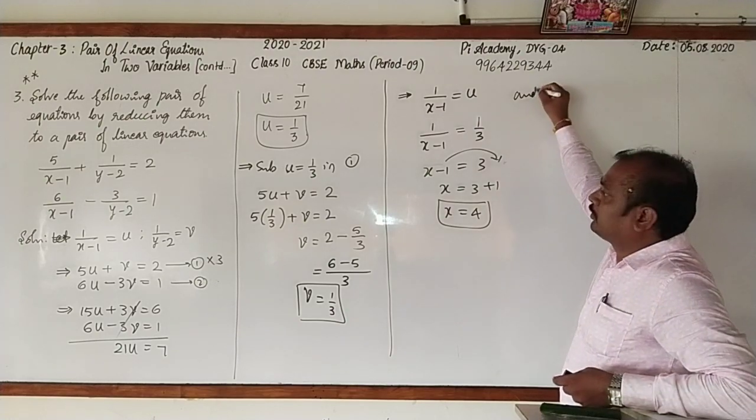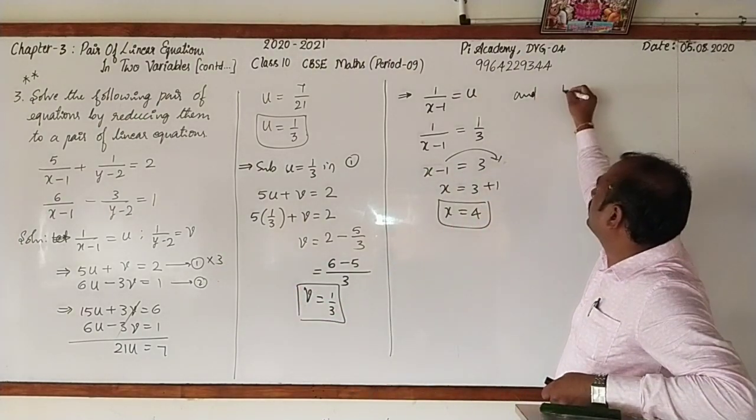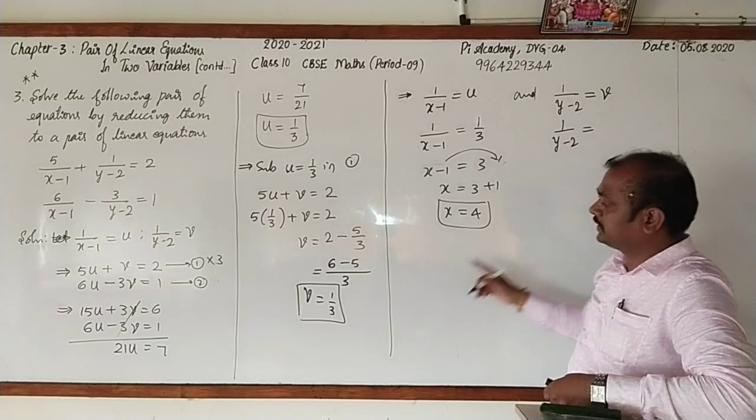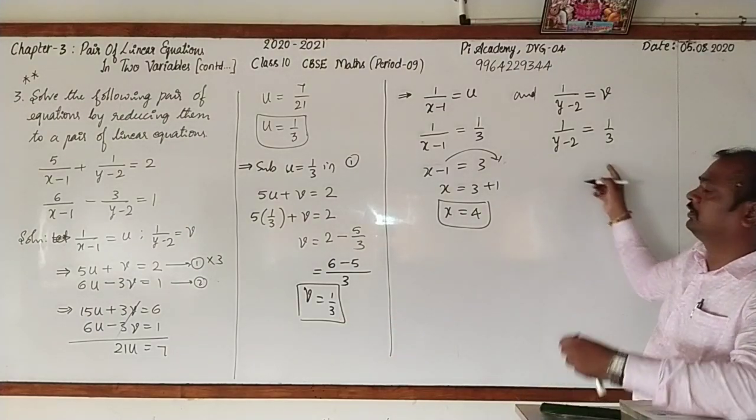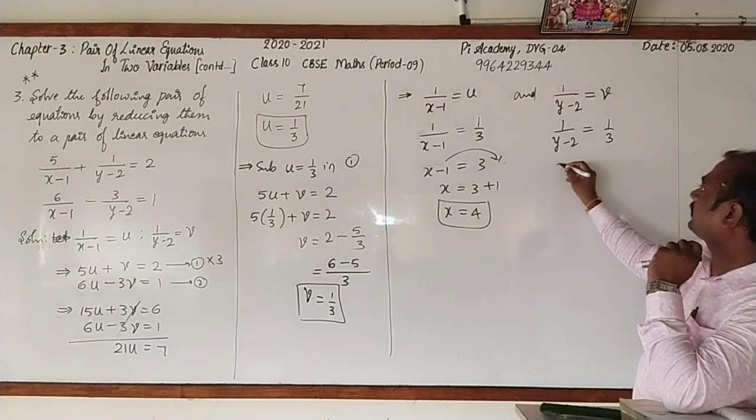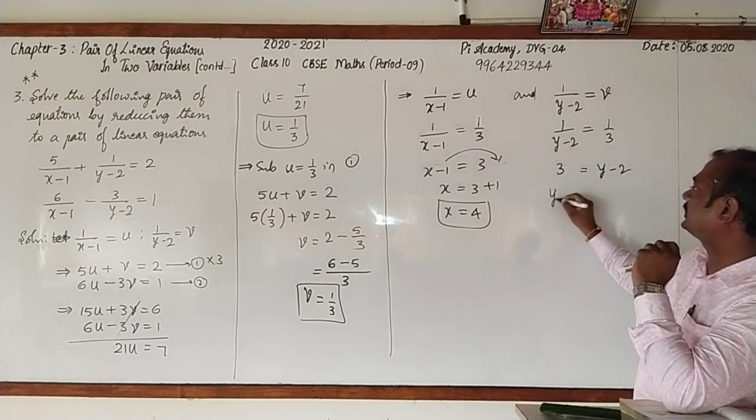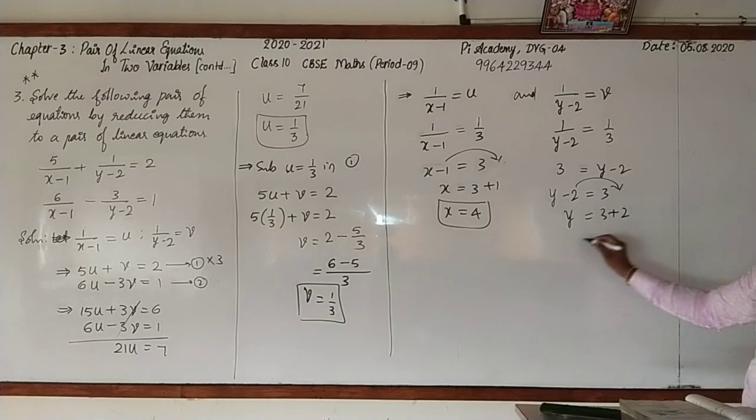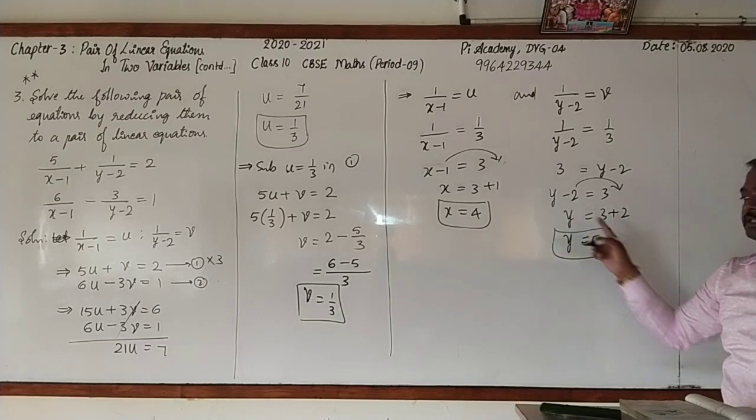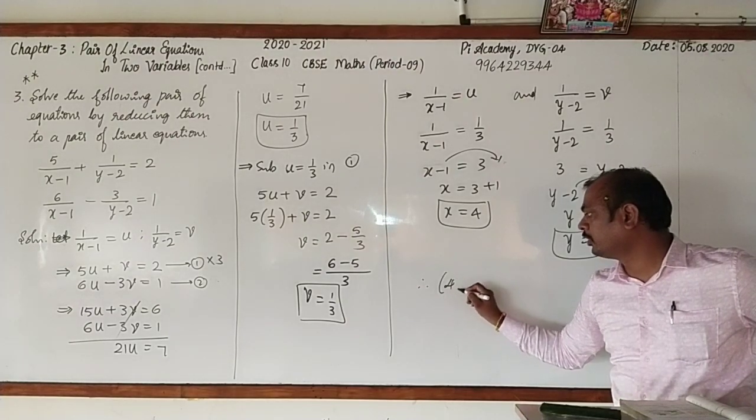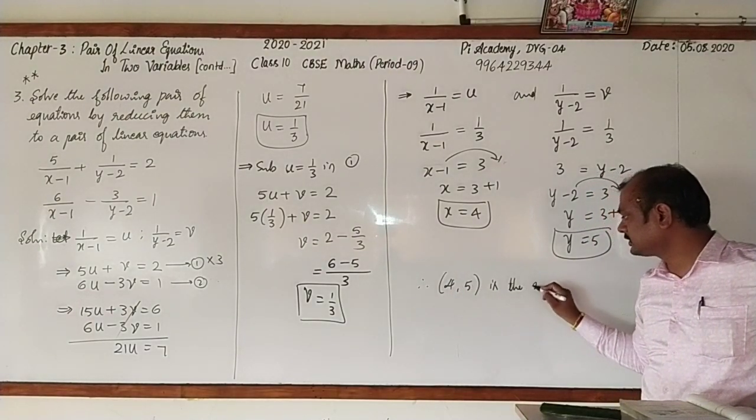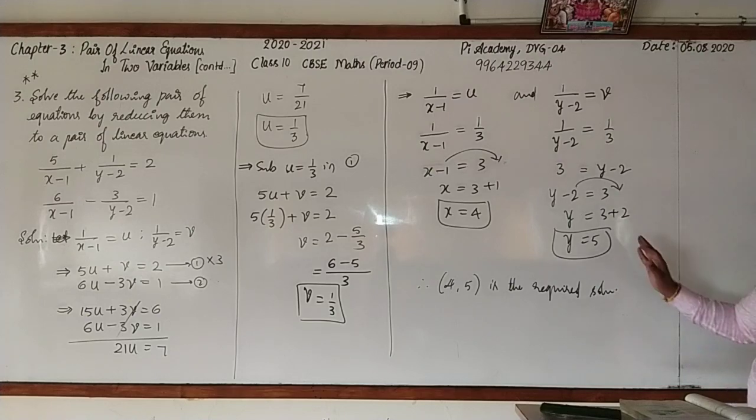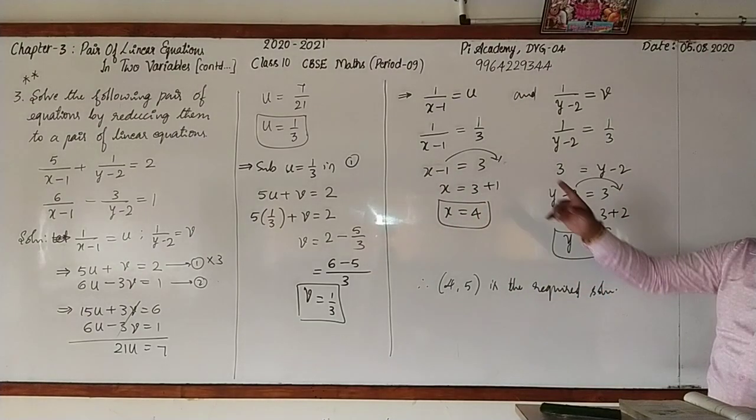Next, we want the y value. Hence the second assumption is 1 by y minus 2 equal to v. 1 by y minus 2 is equal to, what is v? It is 1 by 3. Go for cross multiplication. Here we can write 3 is equal to y minus 2. It is nothing but y minus 2 equal to 3. y equal to 3, transfer minus 2 to the right hand side becomes plus 2. y equal to 5. x is 4, y is 5. Therefore, 4 comma 5 is the required solution. Clear? Yes. Now you are going to copy from there to here.